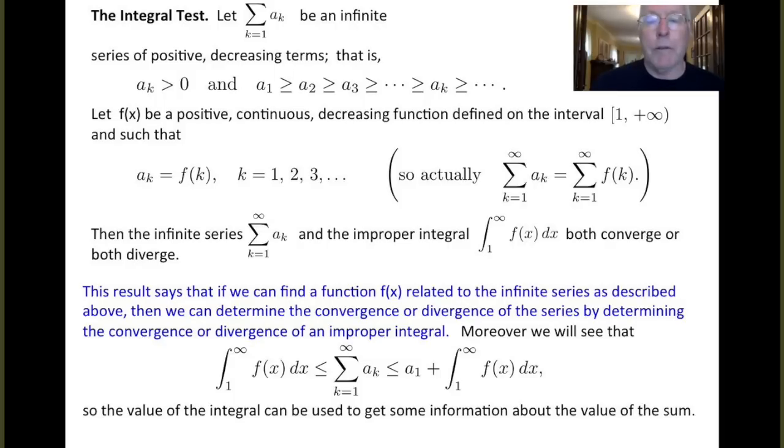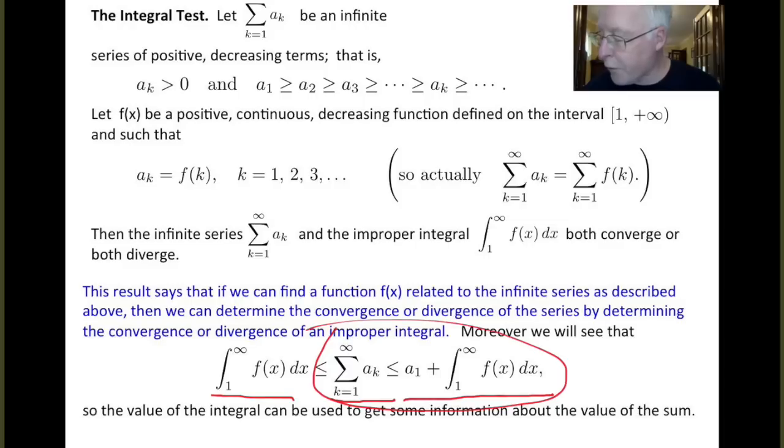And as we saw in the last video, in the case where the integral test leads to divergence, we were able to show that the sum of the series was at least as big as the improper integral. Today in this video, we'll look at an example concerning convergence, and we'll see that in the case of convergence, we're more concerned with this inequality, which gives us an upper bound on the value of the sum.